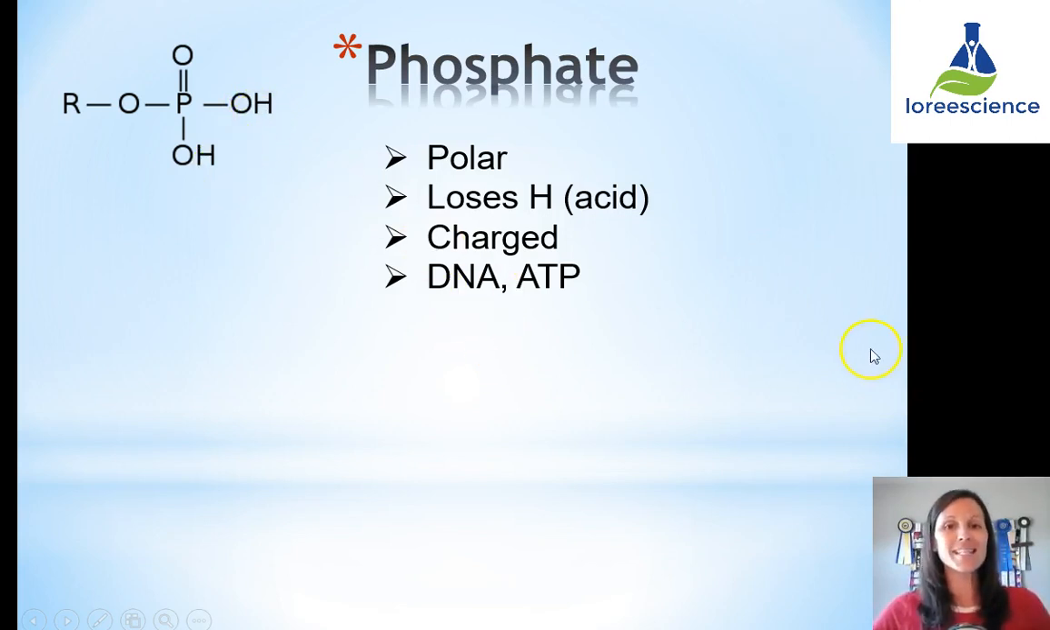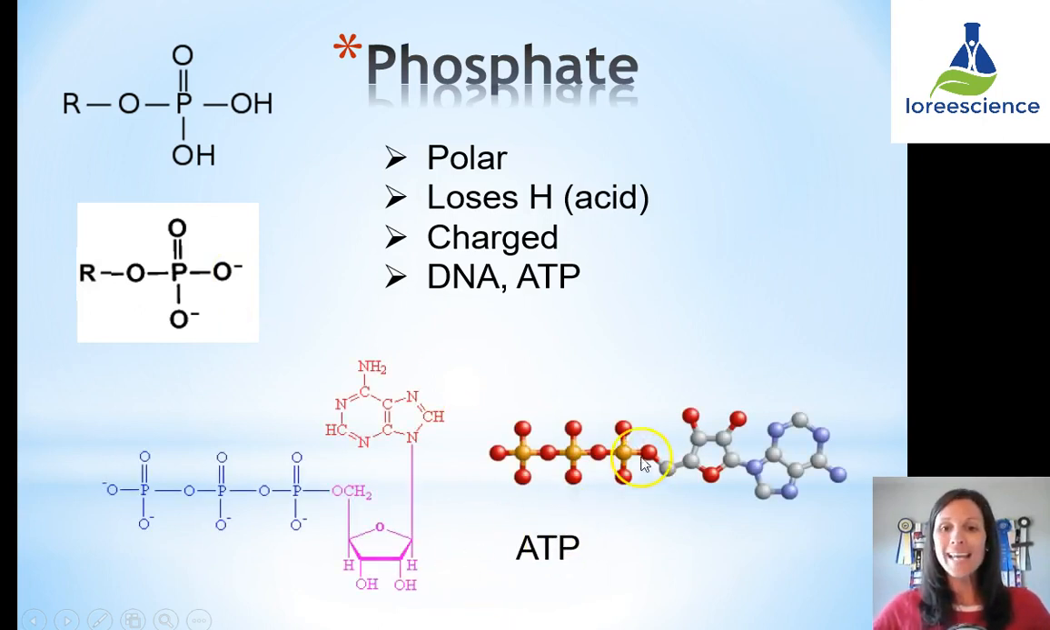Phosphate groups we're going to see in DNA and ATP, the energy molecule of our cells. When it has lost its hydrogens, it can also be drawn like this. So instead of seeing the full hydroxyl groups, you might just see the O negatives. When you see ATP, you see 3 phosphate groups. That's where the triphosphate comes in, the TP. You can see it represented in a ball and stick model or drawn out structurally.